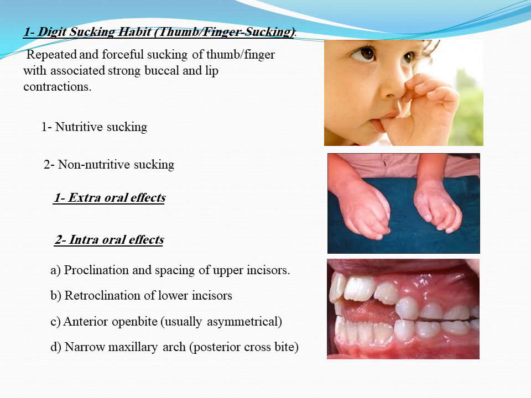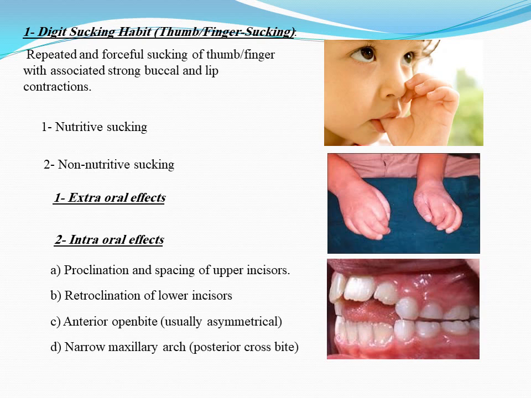Now we will start with the most important type of habit in the child, which is the digit sucking habit, and includes thumb and or finger sucking. It is the repeated and forceful sucking of thumb and or finger with associated strong buccal and lip contractions. Almost all children take up this habit, but eventually discontinue it spontaneously with age and maturation.